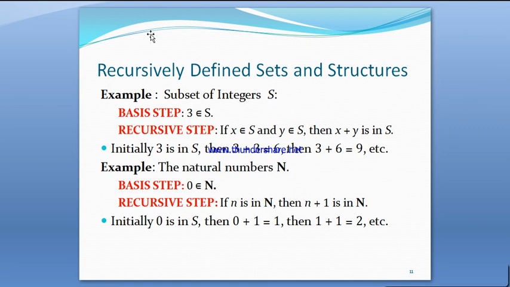Let us see another example to define the set of natural numbers recursively. In the basis step, we specify that 0 belongs to N, the set of natural numbers. In the recursive step, let us define the rule. If n belongs to N, then n plus 1 belongs to N. With this rule, when initially 0 belongs to N, because 0 plus 1 is 1 and 1 plus 1 equal to 2, etc., we can have after 0, 1, 2, 3 and so on, all the other natural numbers.